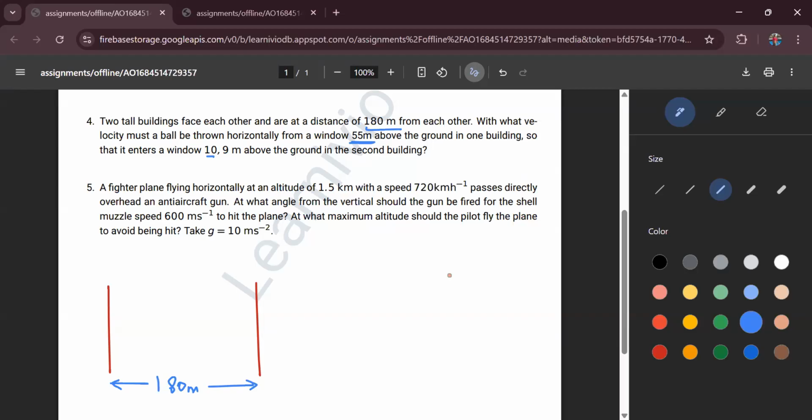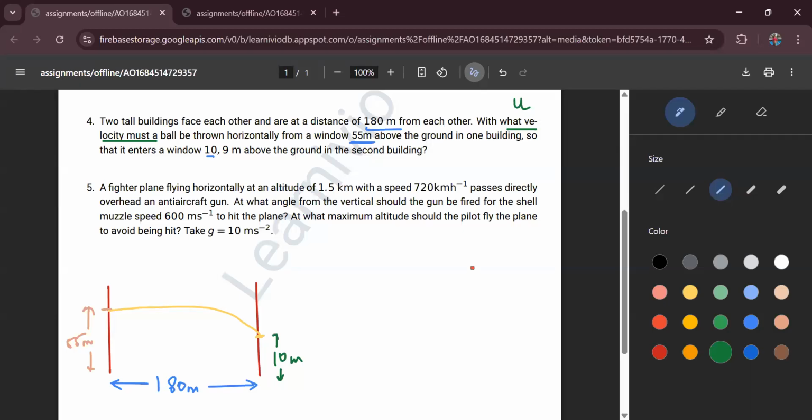Okay, look. It's like, see, here if I mark this one, let's say this is 55 meter. The ball should go like this from here to here. And this distance till this point is 10 meter. This is what the question says. Now we have to find out with what velocity must the ball be thrown, means our initial velocity u. And it's a case of horizontal projection.